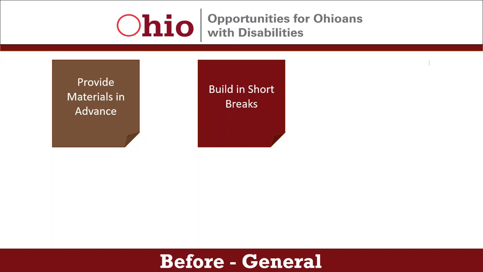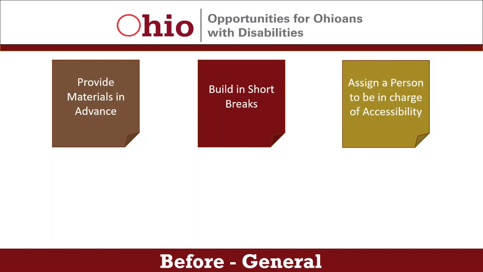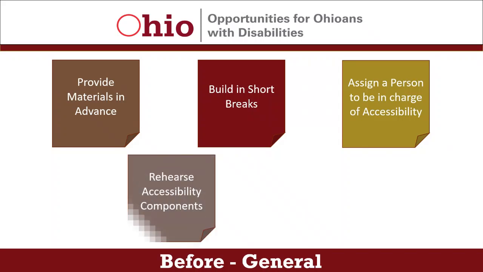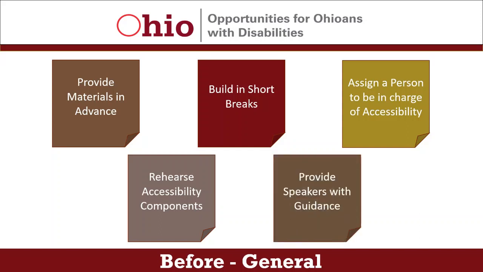Another tip to consider during planning is to assign a person to be in charge of accessibility and technical needs during the event, and plan for a backup contact just in case the assigned person is unavailable on the day of the event. You may want to consider taking time to rehearse the accessibility components you will use during the event so you know how to use them and ways to troubleshoot obstacles that could arise. And the final tip is to provide those who will be speaking during the event with guidance on how to present in an accessible way so they are prepared ahead of time.